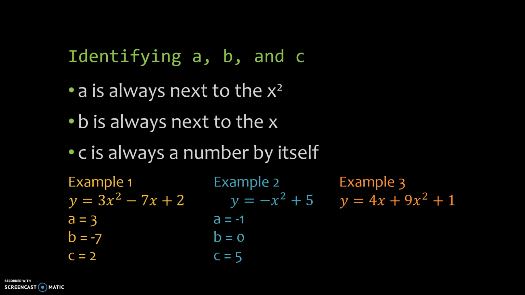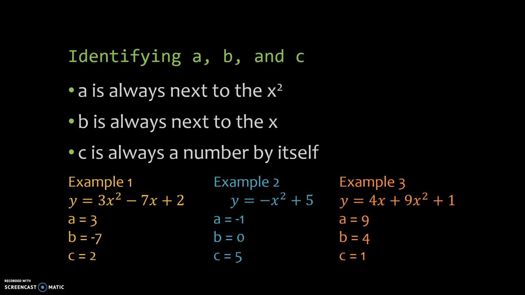Last example, we have y equals 4x plus 9x squared plus 1. So I thought I would mix it up on you a little bit, and we want to make sure we know what a, b, and c are. A is always next to the x squared. It's the coefficient. As you can see, this number is in the middle here. So a is 9. B is the one with the linear term, so it's 4, and c is 1.